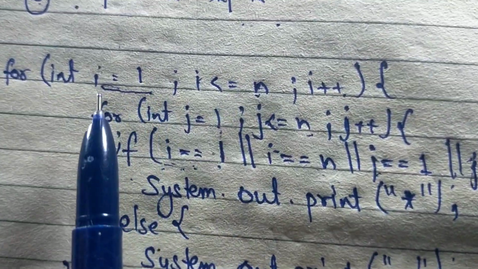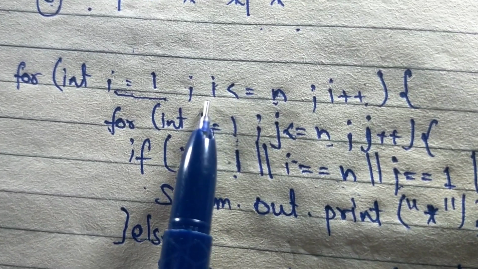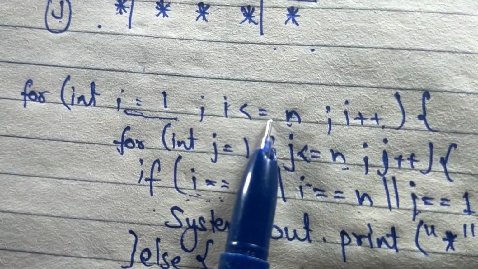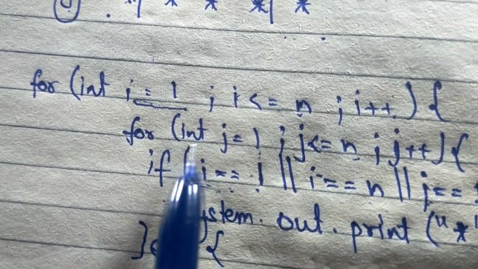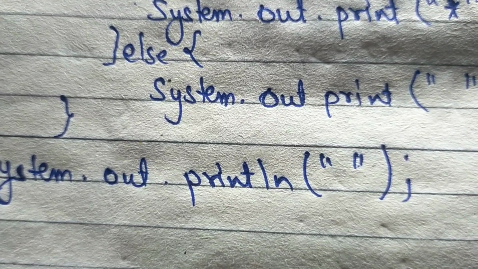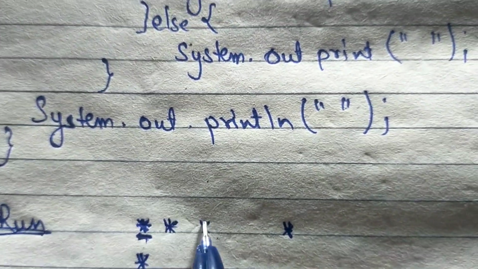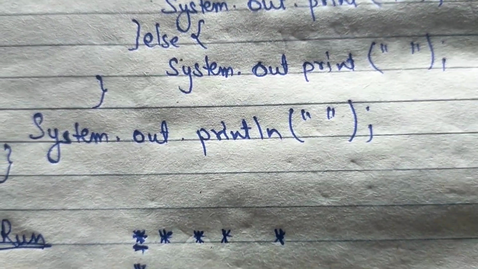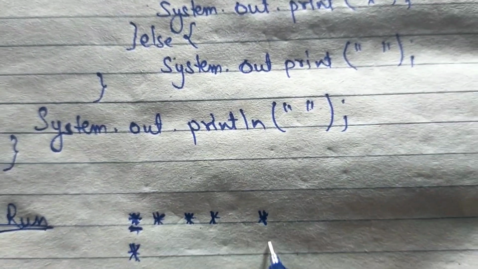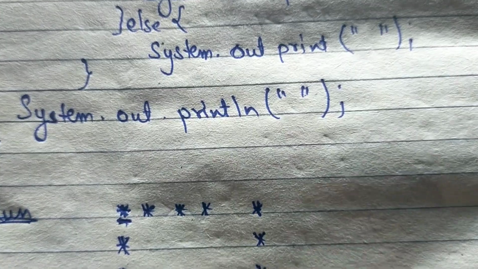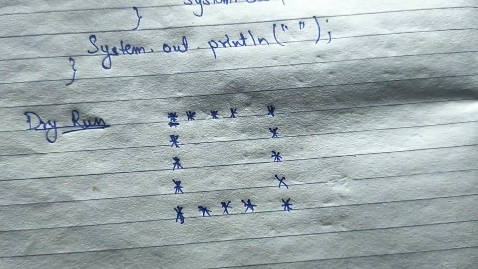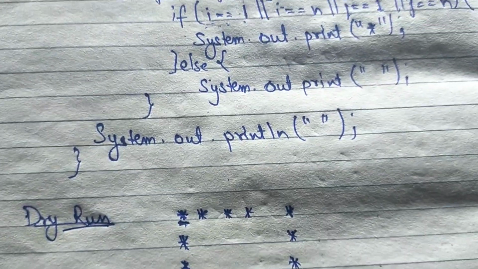After that, j increases by 1, then it becomes 2. Is 2 less than or equals n? Yes, true. Then it will come in here and print the second star, then the third star, then the fourth, and then the fifth, and so on. In the same way this also prints. So here is the star pattern, and I will dry run the code for your better understanding.